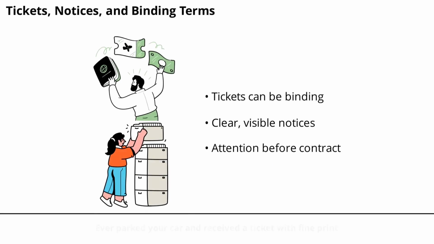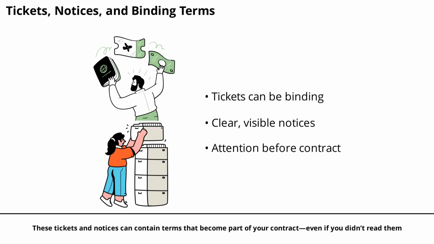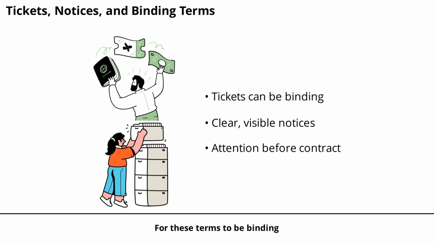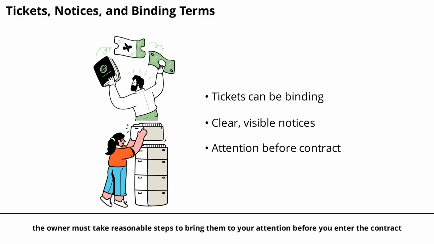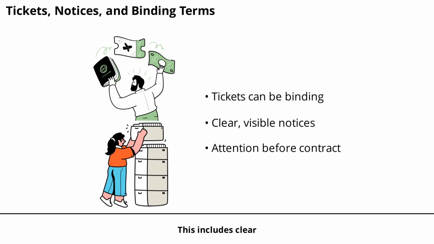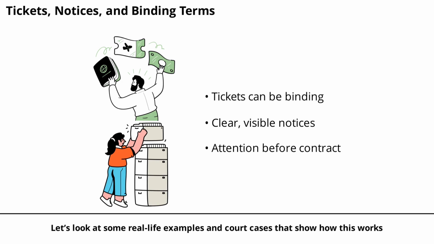Ever parked your car and received a ticket with fine print? Or seen a big notice at a store entrance? These tickets and notices can contain terms that become part of your contract even if you didn't read them. For these terms to be binding, the owner must take reasonable steps to bring them to your attention before you enter the contract. This includes clear, legible writing and prominent placement. Let's look at some real-life examples and court cases that show how this works.